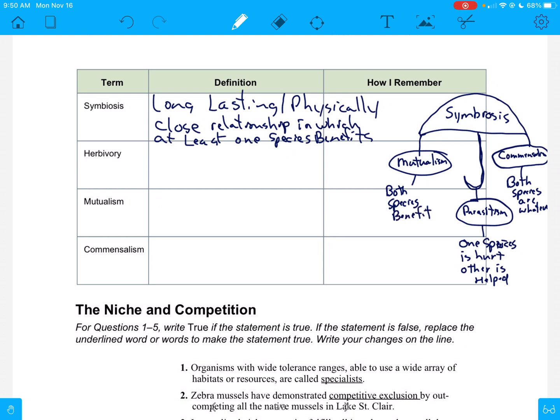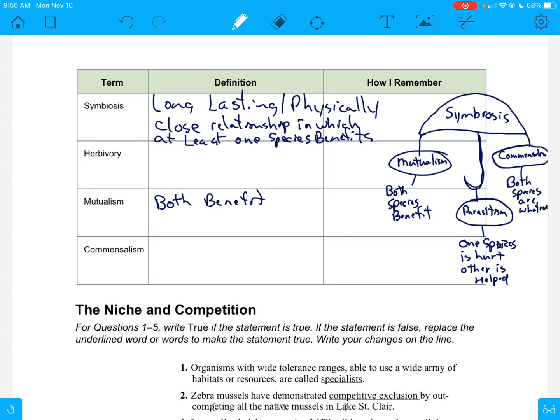Okay, so symbiosis is a bigger term that goes for three different types of symbiotic relationships. And just to kind of go through this again, mutualism is when both things are going to benefit, okay? So in this case, both benefit. We'll put that down. Both benefit. In commensalism, both are just kind of with each other, okay? They're just kind of together.